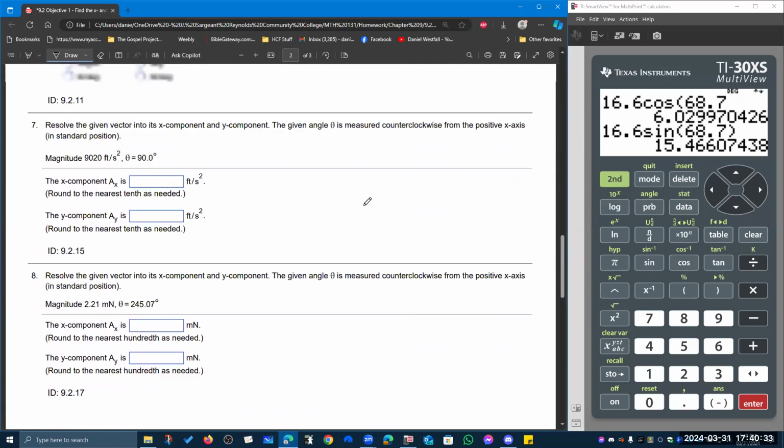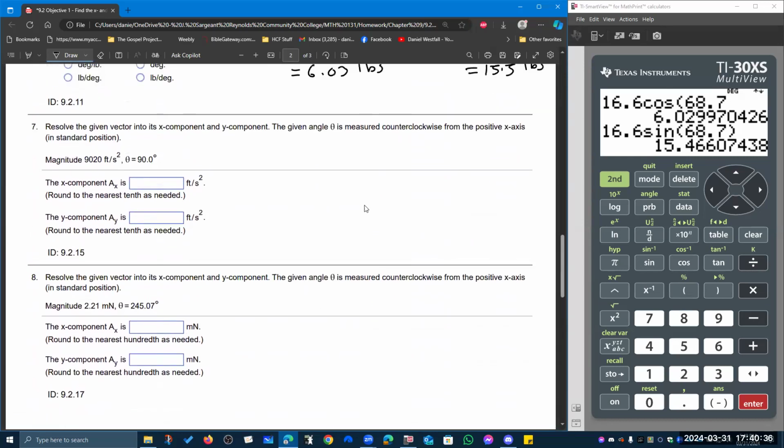All right, let's take a look at this next one here. Resolve the given vector into its x component and y component. The given angle theta is measured counterclockwise from the positive x-axis, so 90 degrees means that we have an angle that's completely in the vertical direction here, which means that there's no horizontal component, and this is in the positive y direction, so this is just 20 feet per second squared. It's acceleration.